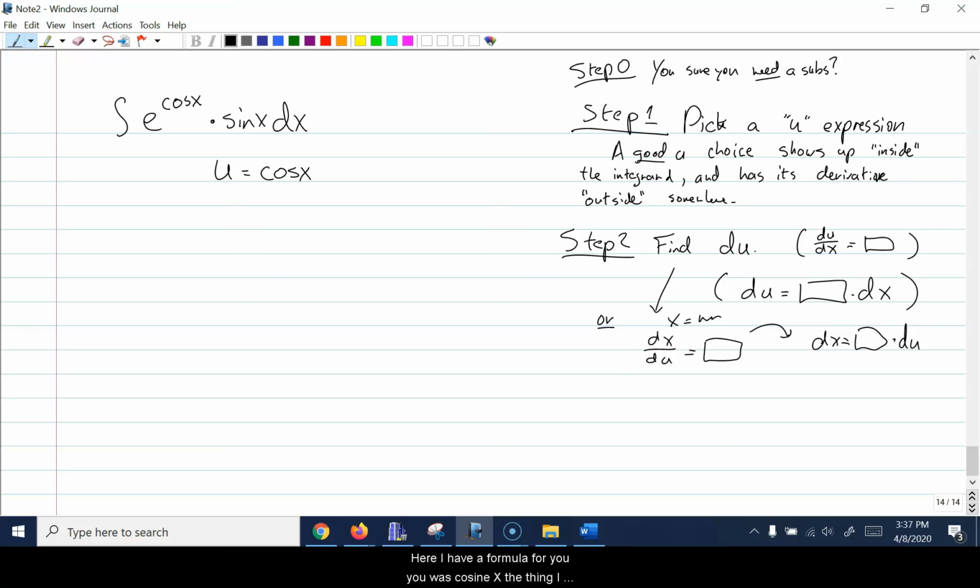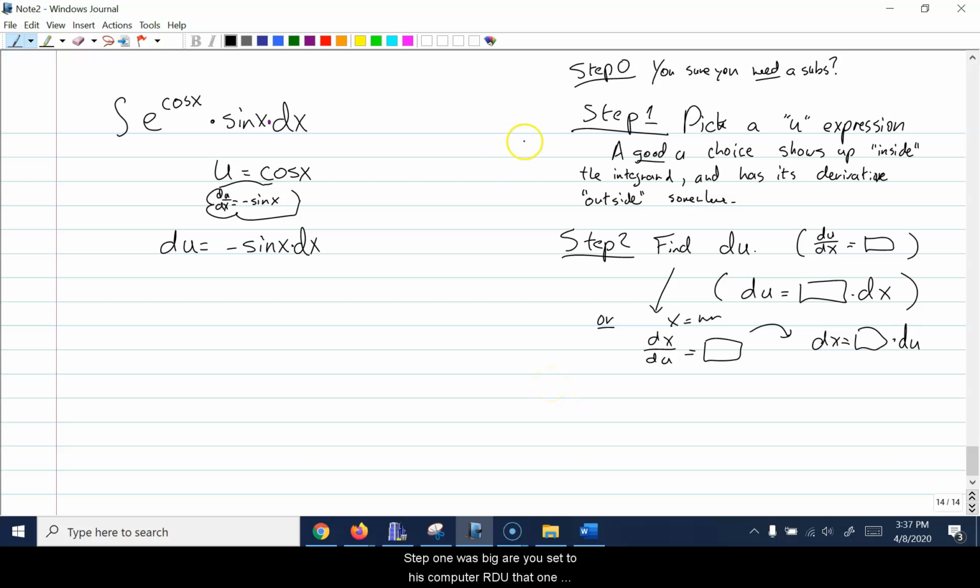Here I have a formula for u. U is cosine x. The thing I think but don't write is that du dx is negative sine x. The thing I do write is that du equals negative sine x dx. I told you before that dx is kind of like a closed parenthesis, but it's a closed parenthesis that you're multiplying by. Here's where that multiplication really matters.